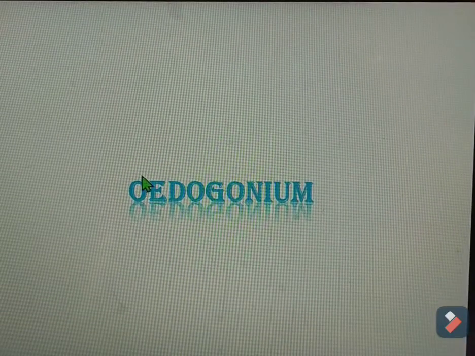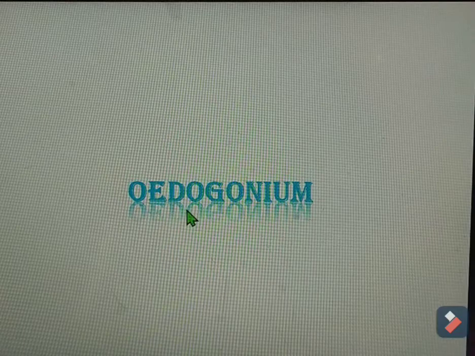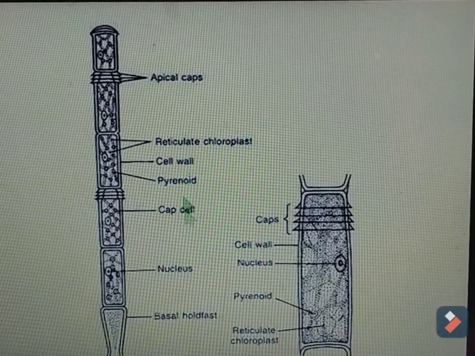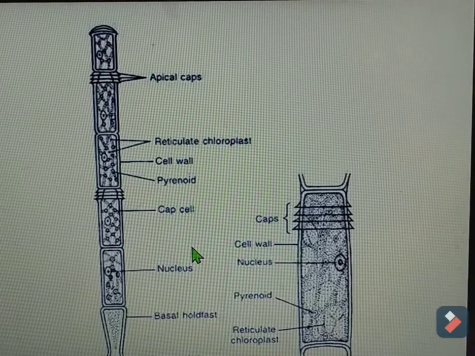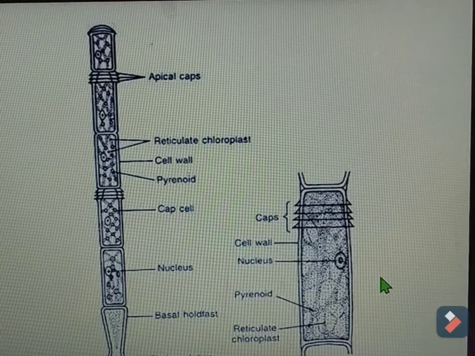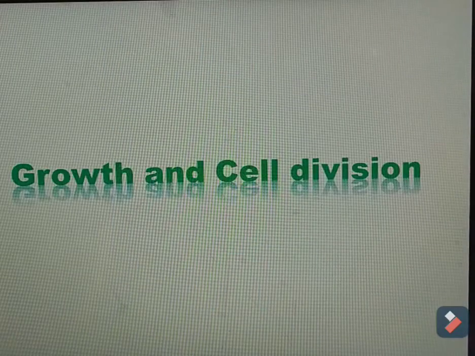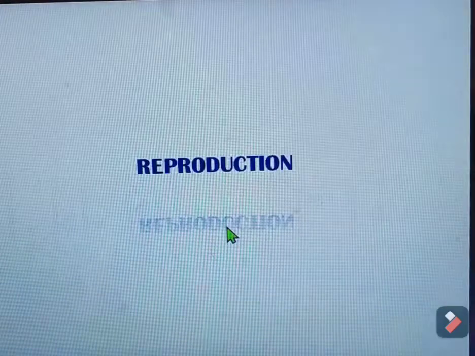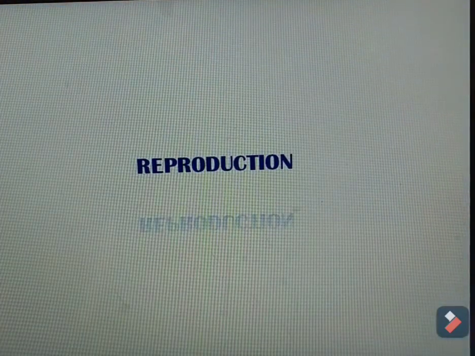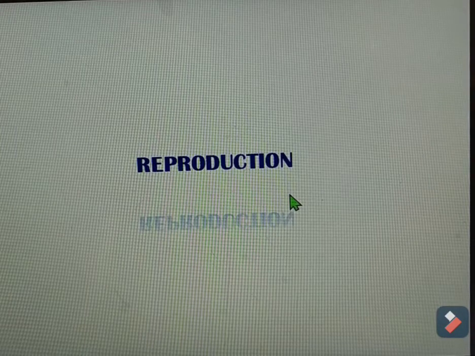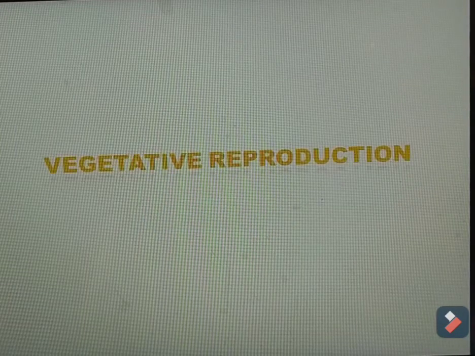Today I will again discuss Oedogonium. On that day we had already discussed the thallus structure, the cell structure, as well as the growth and cell division in the previous video. Now we will start with reproduction in Oedogonium.